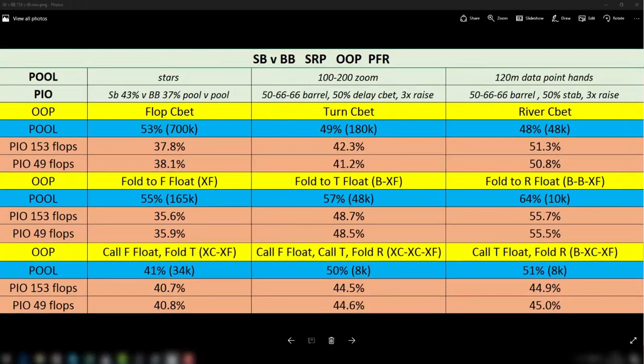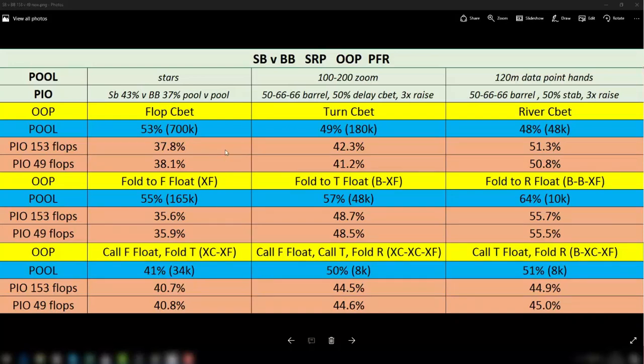So this is a different grid. This is small blind versus big blind, where our player is out of position as the pre-flop raiser. So we're looking at his flop c-bet number. If we focus on the orange rows first to gauge the error between the 49 flop subset and the 153 flop subset, we've got 0.7% difference here on the c-bet.